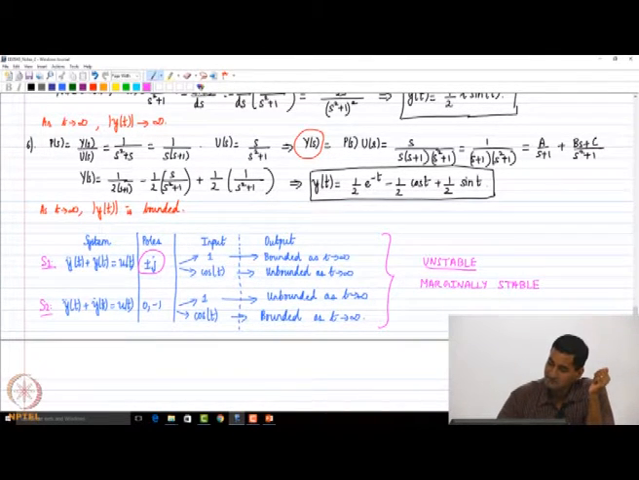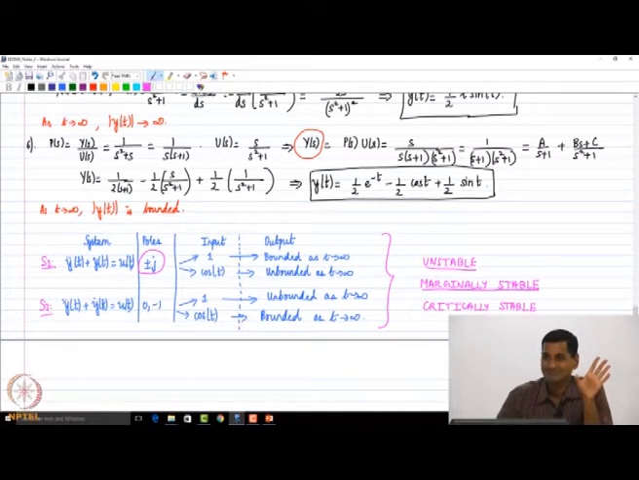Okay. So, for that reason, some people will call this class of systems marginally stable or critically stable. That is, the output is bounded for all possible bounded inputs except one set, right. So, that is why people call it marginally stable or critically stable.